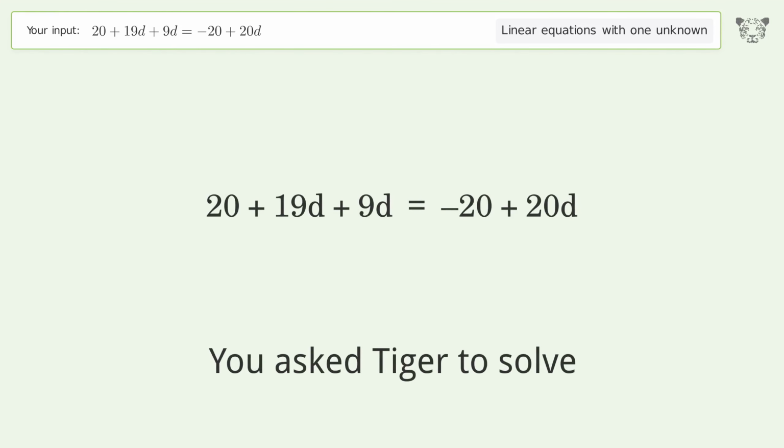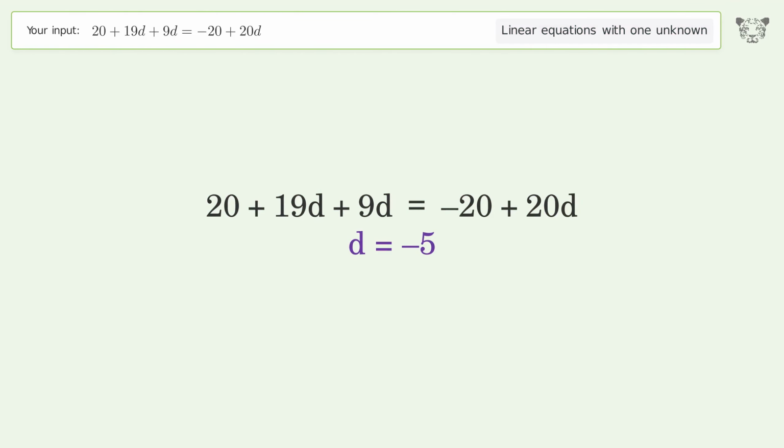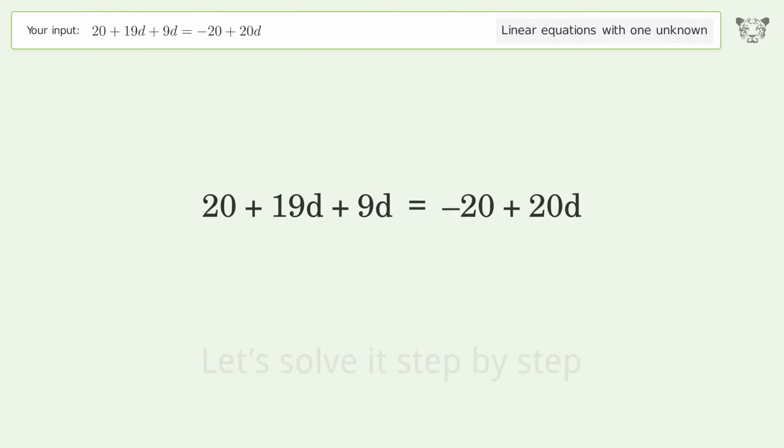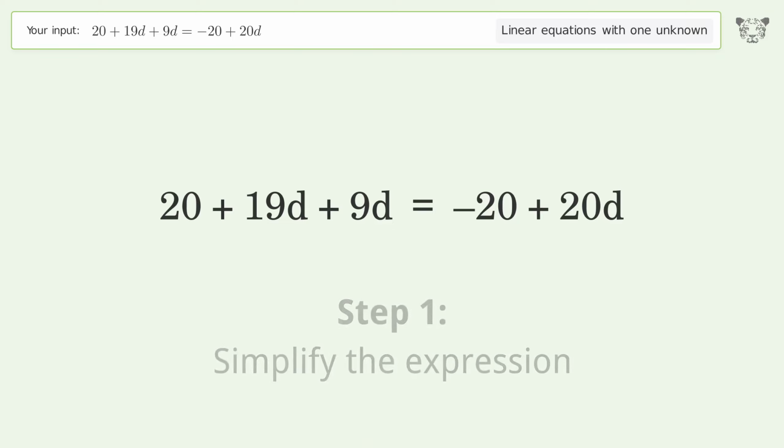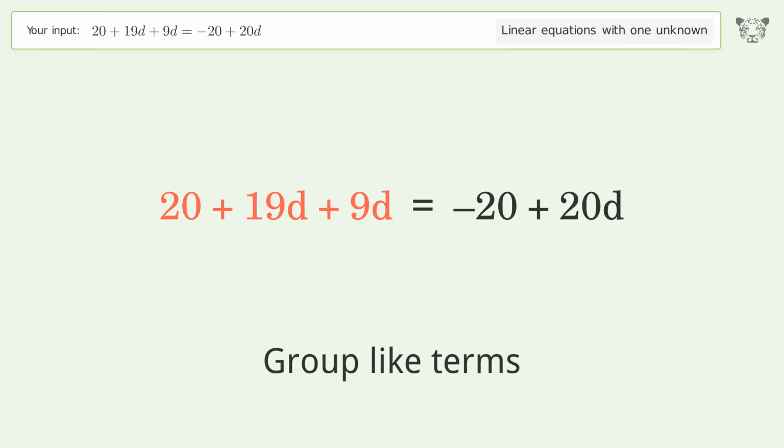You ask Tiger to solve. This deals with linear equations with one unknown. The final result is d equals -5. Let's solve it step by step. Simplify the expression. Group like terms.